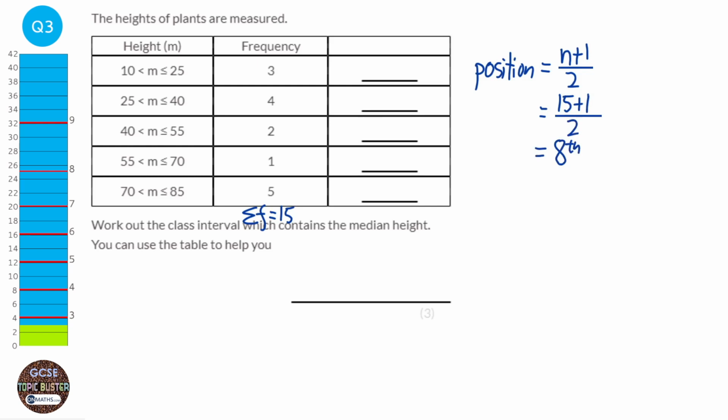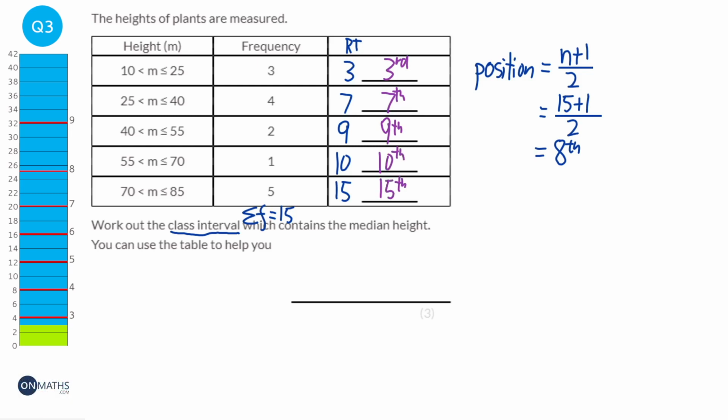Now to easily find out which group, because it's asking for the class interval, which is just a fancy way of saying a group. So it could be this one, or it could be this one. To easily find out which group the median is in, what we do is a quick running total. So what I'm going to do is add up the frequencies as I go along. So we've got 3 there, 3 plus 4 is 7, plus 2 is 9, plus 1 is 10, plus 5 is 15. And then what I do is just convert those into 3rd, 7th, 9th, 10th, and 15th.